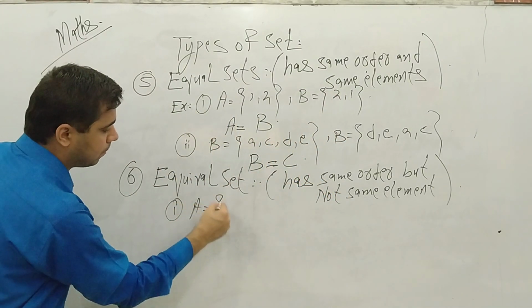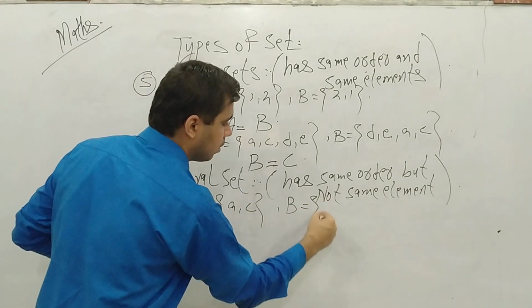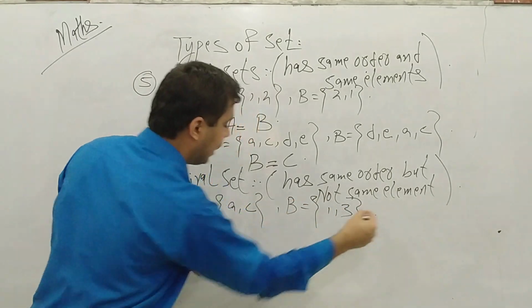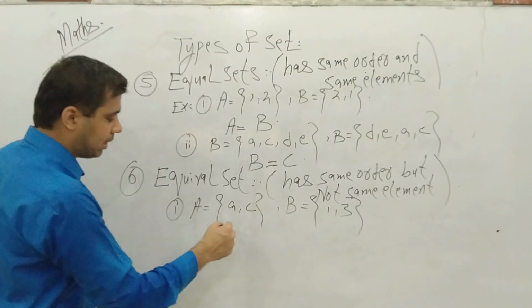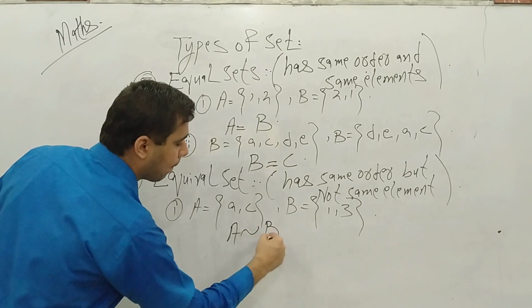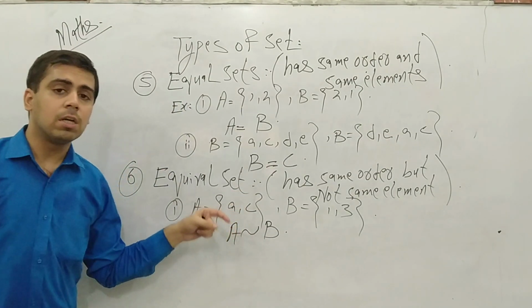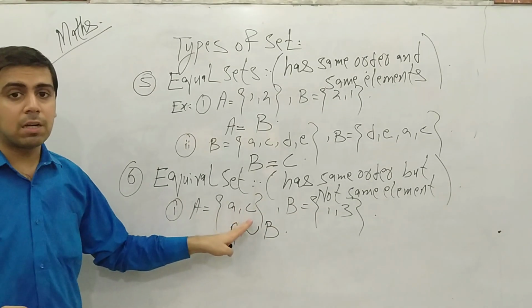A is equal to {A, C} and B is equal to {1, 3}. Here the order is the same, but the elements are not the same. So that's why we will write A is equivalent to B. The order is the same here, but the elements are not the same.